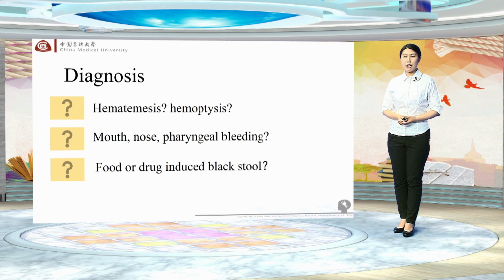We have to ask about the situation at the time of the disease in detail and simply perform a local examination to distinguish whether the bleeding-like substance came from the mouth, nose, throat, or respiratory tract. We also need to ask if the patient has taken food or medicine that may cause black stool, for example, eating a large amount of animal blood, or taking medicines containing charcoal, iron, or bismuth.